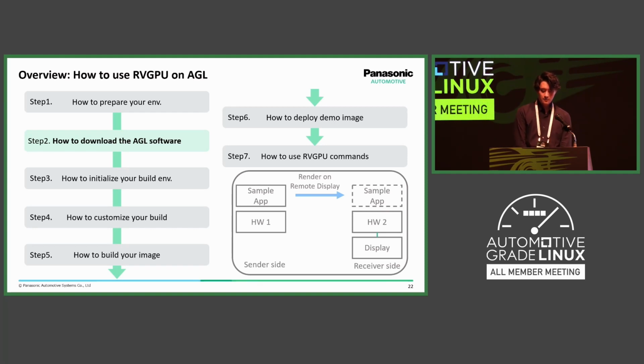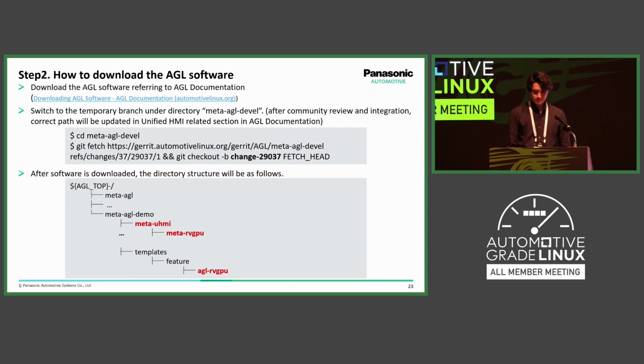Once the environment is ready, step 2, download the software necessary to run RBGPU on AGL. First, download the AGL software, referring to the downloading AGL software section in the AGL documentation shown in this URL.